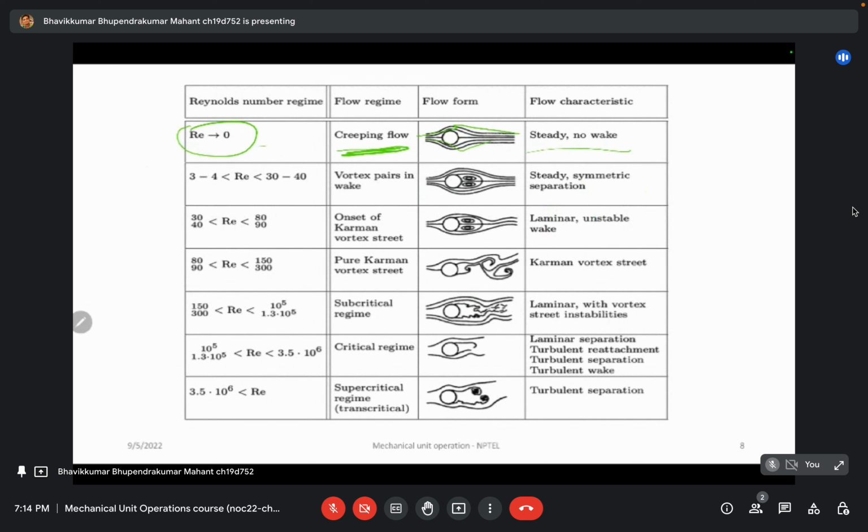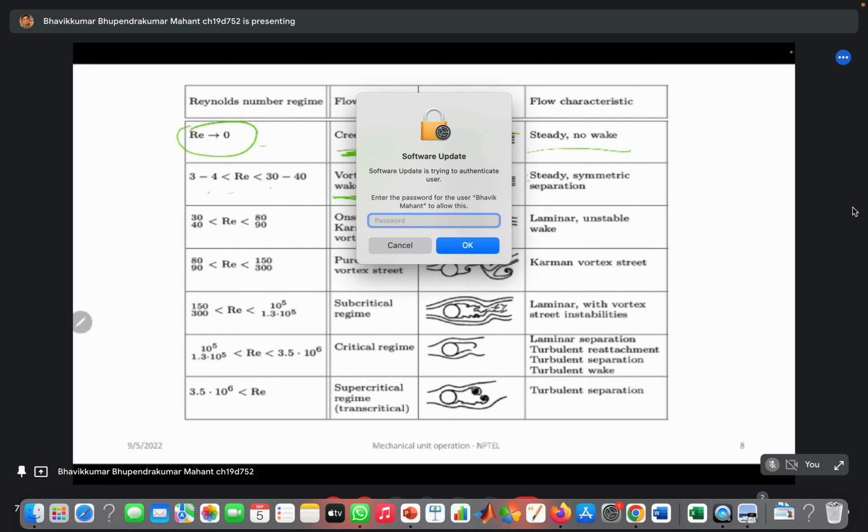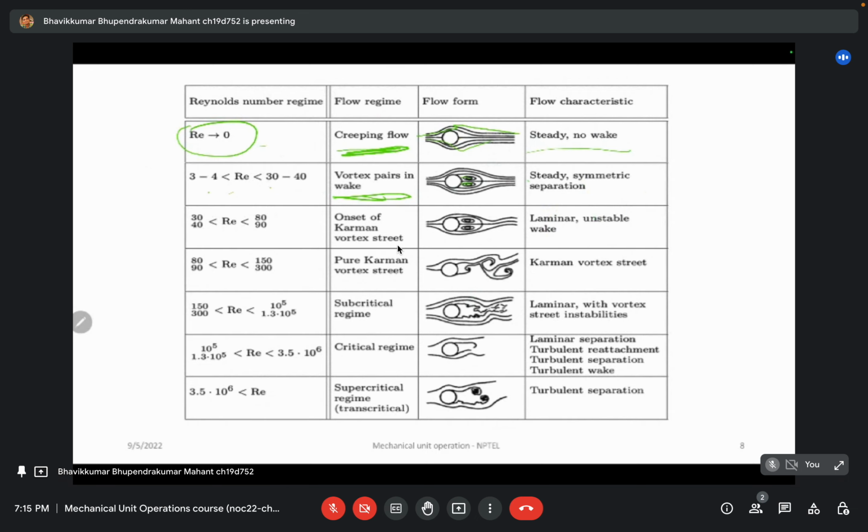This is for a sphere, but according to the different shape and different flow profiles, whether the flow is taking place on a surface or on a cylinder, the value of the Reynolds number will be different. If we talk about a Reynolds number between 3 to 30 or 4 to 40, then a vortex pair is formed. You can see a small vortex pair is generated, although the flow characteristic is still steady.